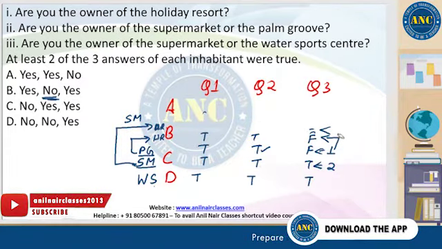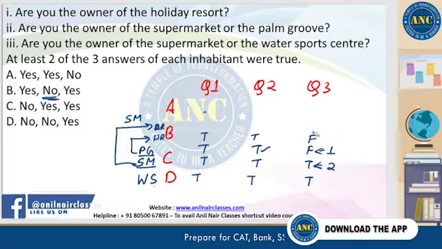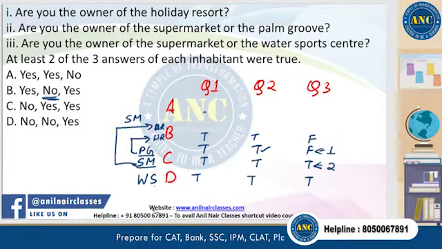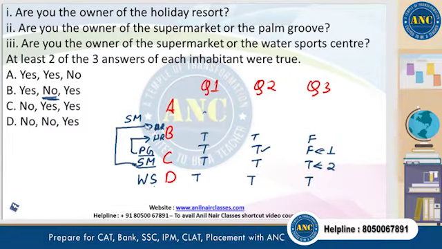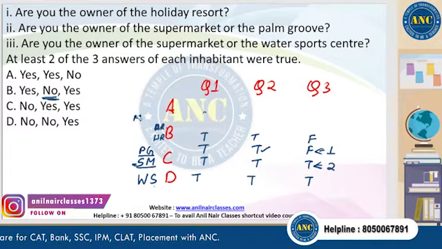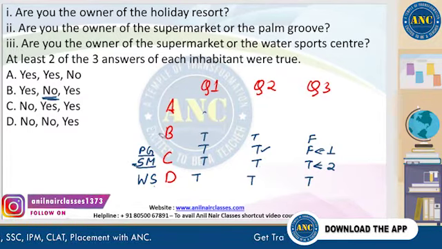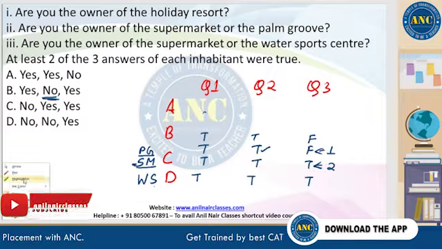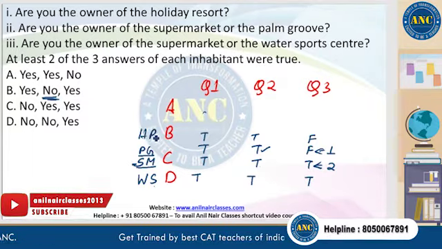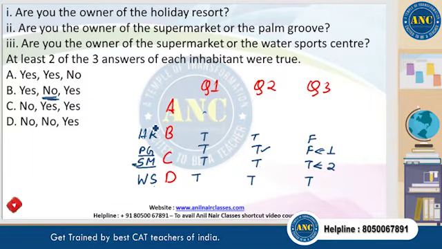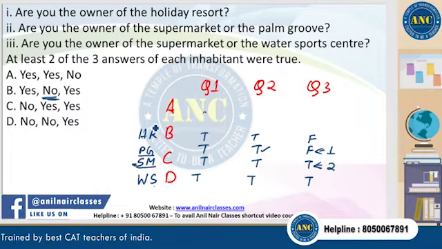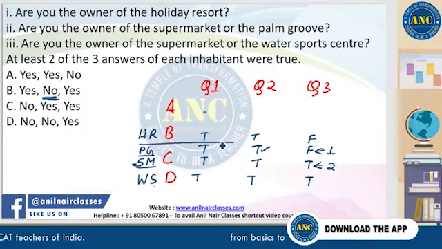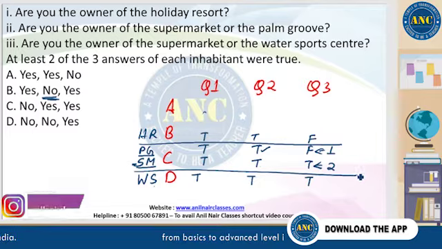Whether it is case 1 or case 2, it shouldn't matter. The ownership for B is definitely the holiday resort. Are we good? Holiday resort. So we are sure. Now we have C. There are two cases for C. That's where the problem started.